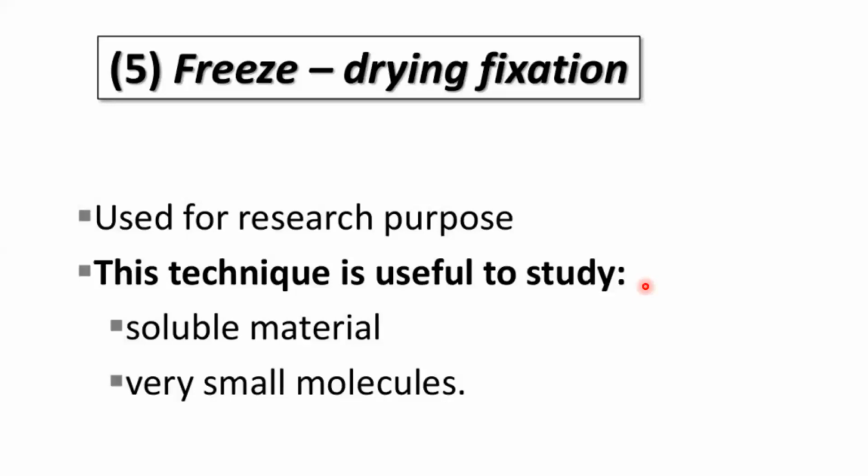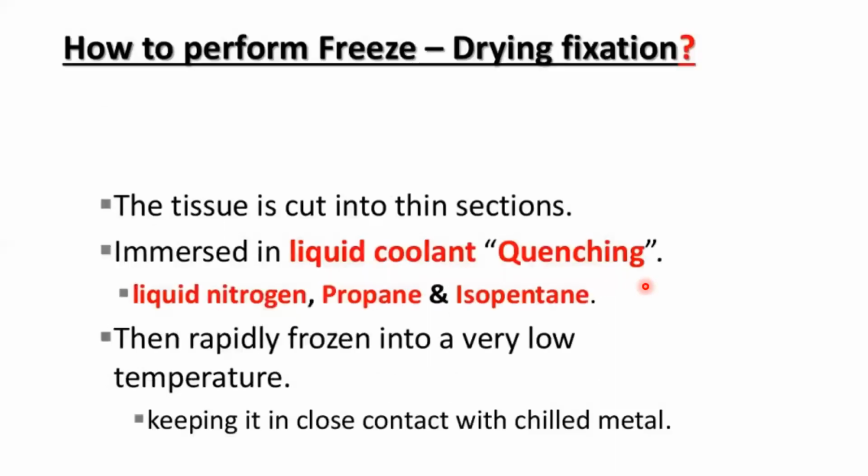Okay, so this is very useful for research studies, particularly for immunohistochemistry studies. Here the tissue is cut into thin sections, and we will immerse this tissue in a coolant solution. For example, we will take a sucrose solution, suspend the tissue, and subject it to the liquid coolant. This process is called quenching. Usually we will use liquid nitrogen, propane, or isopentane.